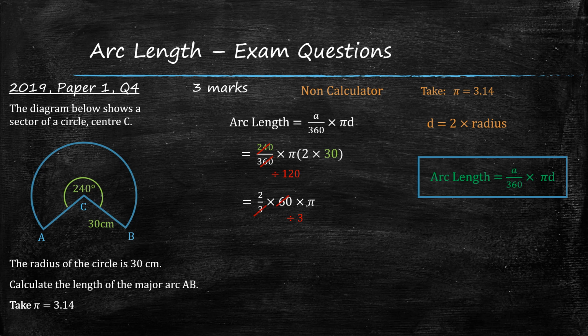We can divide the 3 and the 60 by 3, and this gives us 2 times 20 times pi, which is equal to 40 times the 3.14. We have a simpler multiplication for us to carry out, and this equals 125.6 centimeters to 1 decimal place, which is our answer.